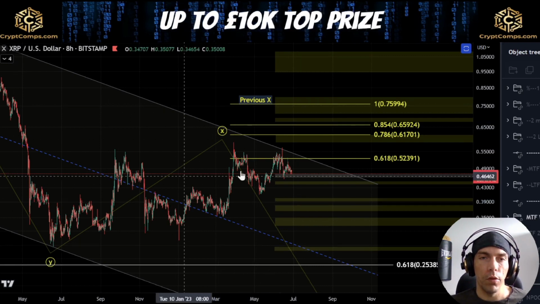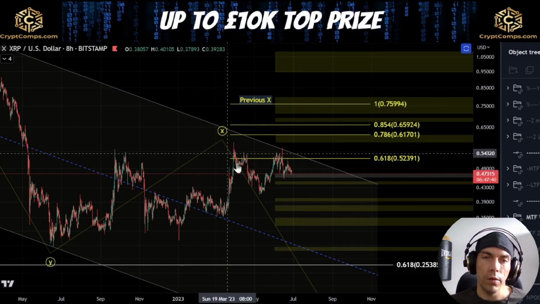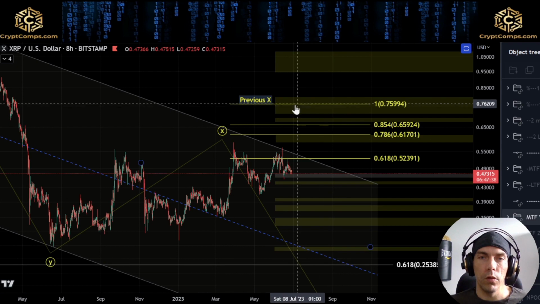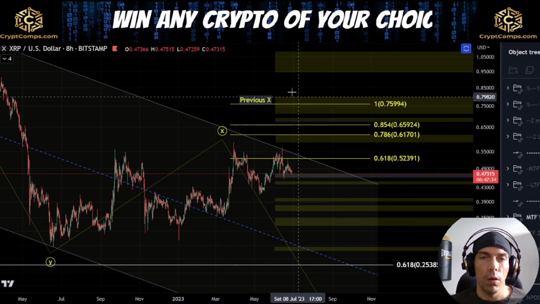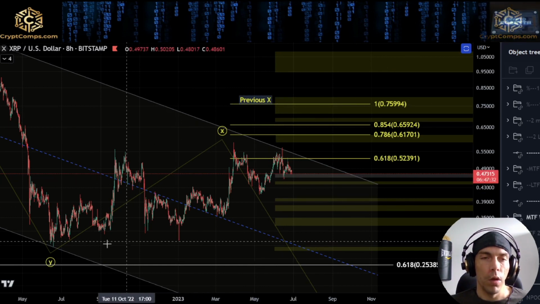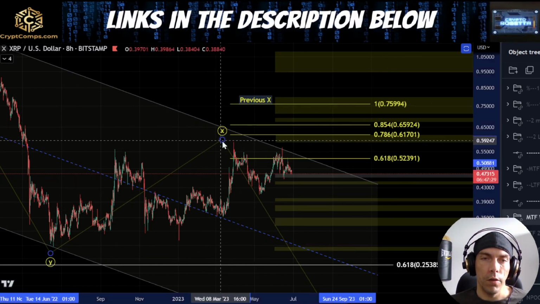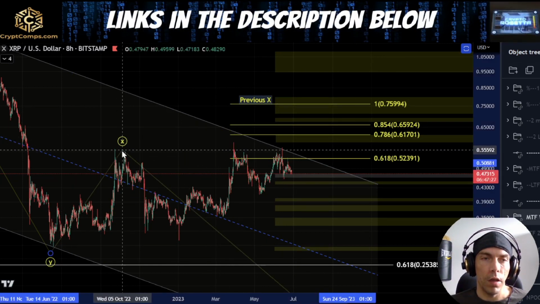Now, this X wave could potentially be completed, or we could still see a little bit more of a push up here towards this 1-to-1 area, which would be the 75-cent region, which would be 1-to-1 of the previous X wave. So going to be keeping an eye on this. It is also potentially possible that this X wave is completed here or over here.